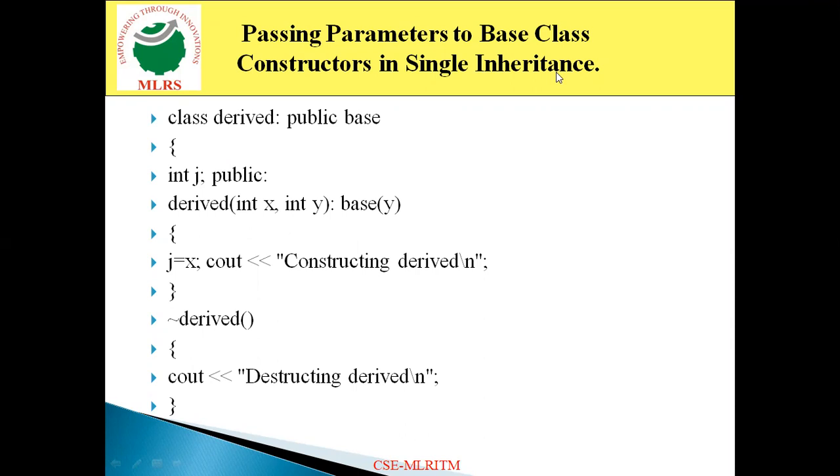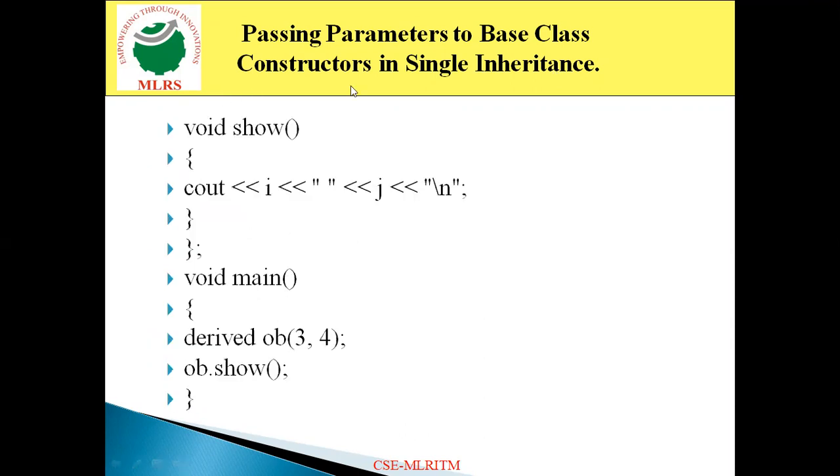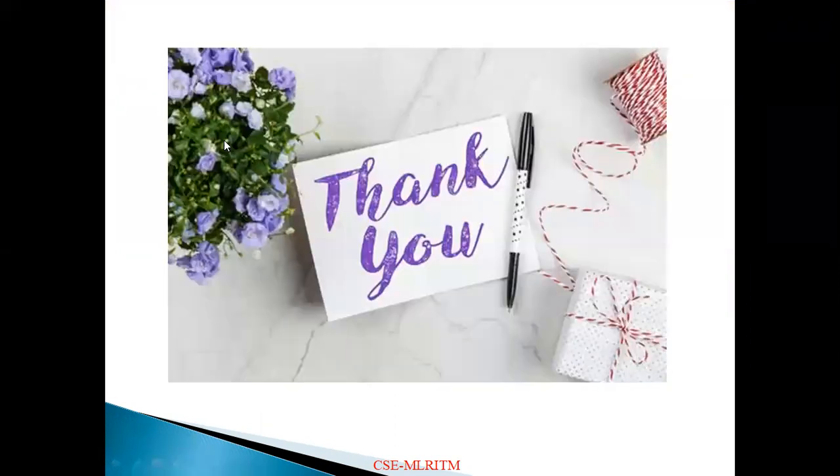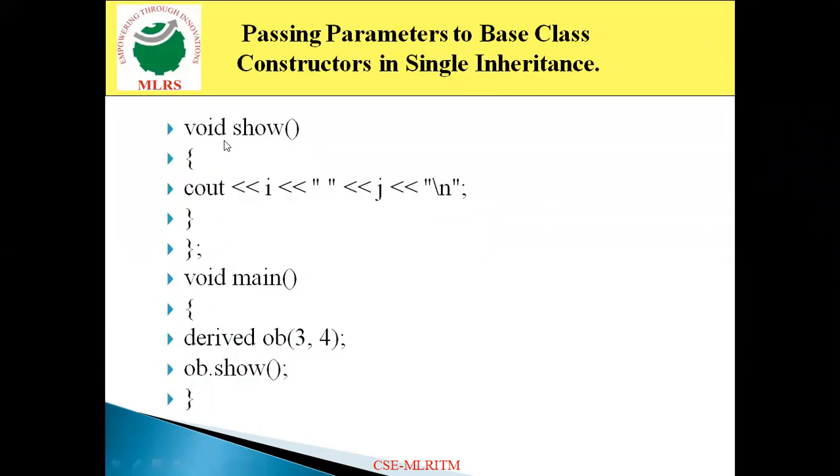So next, the next statement is ob.show. ob.show indicates it is going to display the i and j values. The i and j values, that is, the values 3 and 4, will appear on the screen. So now when we display the outputs, it displays the i and j values, and also it displays constructing base, constructing derived, then destructing derived, destructing base. This is the output which it is going to produce.